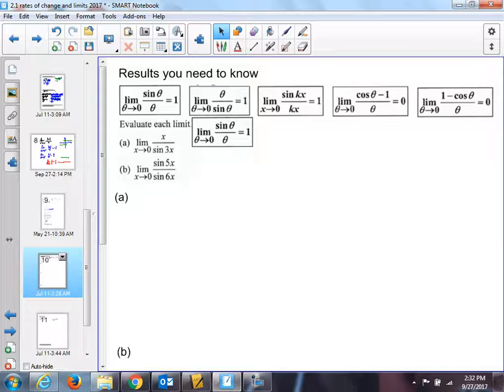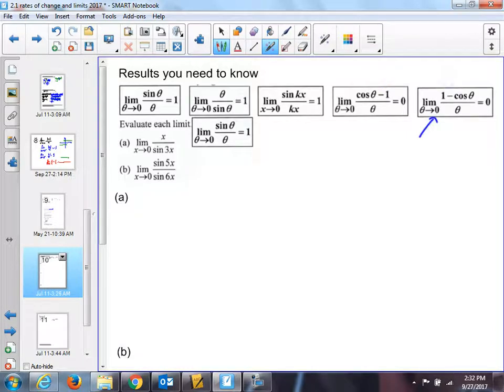The other one that you need to know is two variations of the same thing. I think you can clearly see why they're just multiply by -1 and that this turns into this, right? And if it's equal to 0, it doesn't matter if you go cos of theta minus 1 or if it's 1 minus cos of theta. For this limit, it is 0.